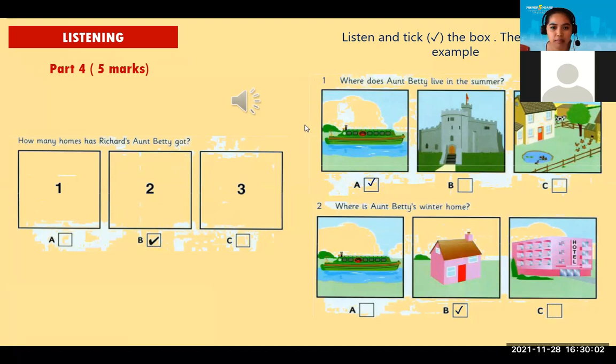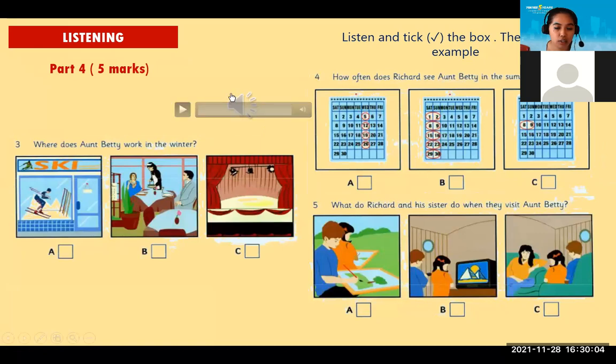Okay, so this time, no, 1 over 2. Okay, so we are going to continue part 4, numbers 3 to 5. And you will listen twice. If you don't like to listen again, then you can tell me so that we can check your answer. Okay, so let's listen to this one.